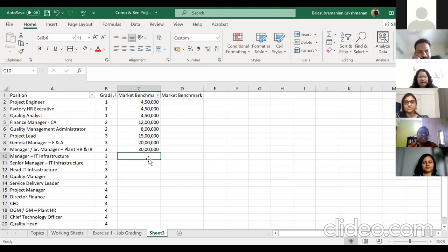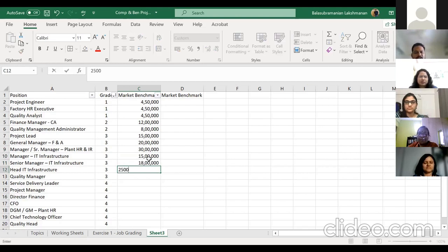Infrastructure, 18 lakhs, Bala? At such a senior level, you can actually call it 15 lakhs, 18 may not be right. Yeah, for senior manager, you can write 18 lakhs. Head IT, 25. Can make it 25. Take it as an average.